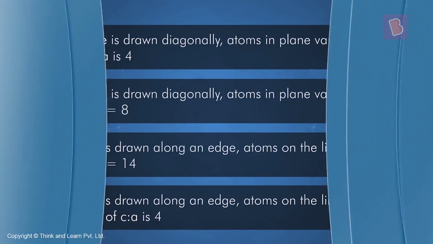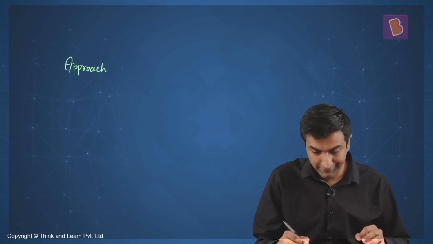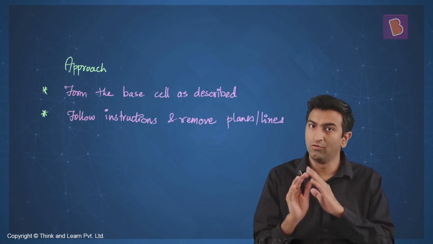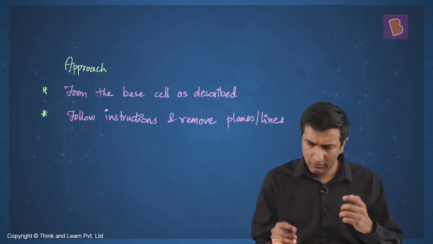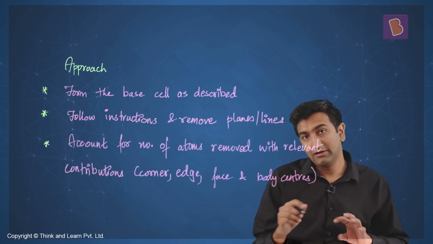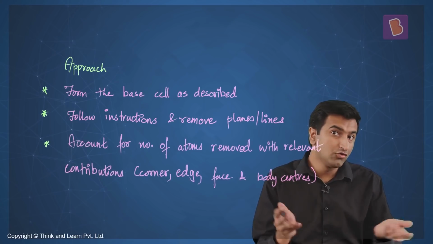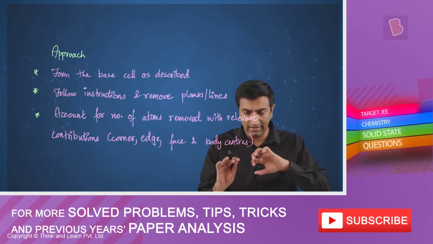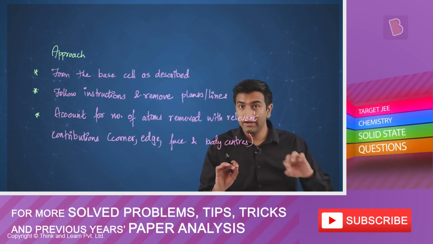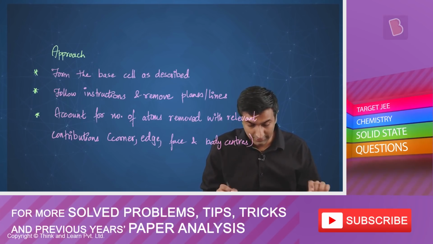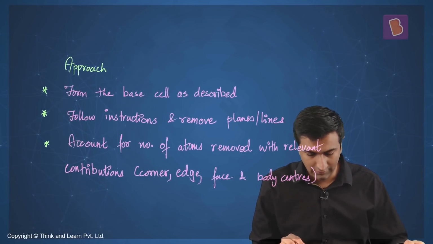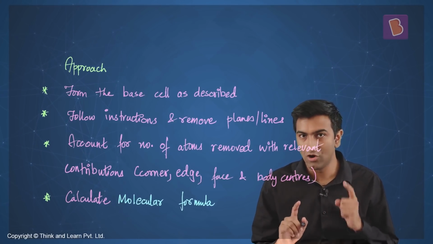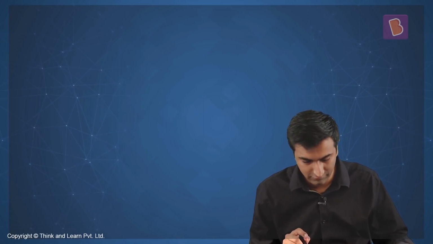So what's the approach going to be? Now, as usual, the first thing you have to do is form the base cell as described. We'll do that. After that, we just follow instructions one at a time. We'll remove a plane, do that carefully, remove a line, whatever that is. We'll see how that works out. And then we need to remove the relevant atoms and their contributions also. So you get some total number of atoms, you subtract the kind of atoms that you remove and their relevant contributions also. So we'll do that slowly. Yeah, this is a bit tricky if you're not familiar with this sort of thing. And in the end, calculate the molecular formula. If you get some sort of fractions, no go. Convert them to whole numbers. Really important idea. Okay, let's get started.